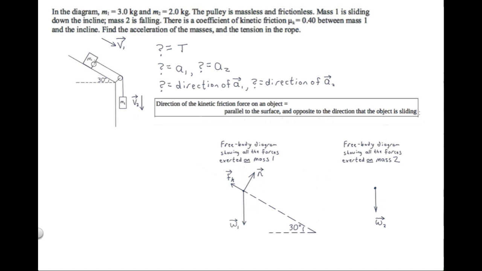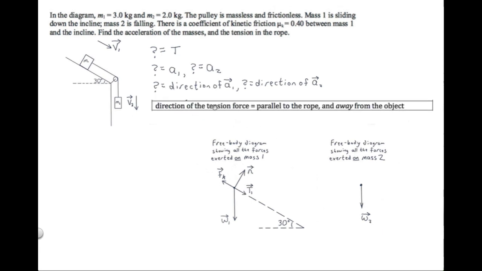Are there any other forces that are being exerted on mass 1? Well, ask yourself, is there anything else that is touching mass 1 besides the incline? Yes, mass 1 is also being touched by the rope. So the rope will exert a tension force on mass 1. The direction of this tension force points parallel to the rope and away from mass 1. So this tension force is pulling the mass parallel to and down the incline.